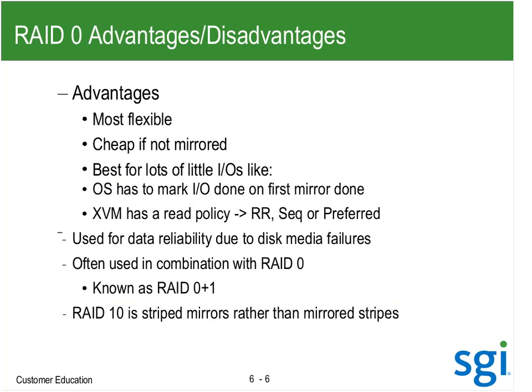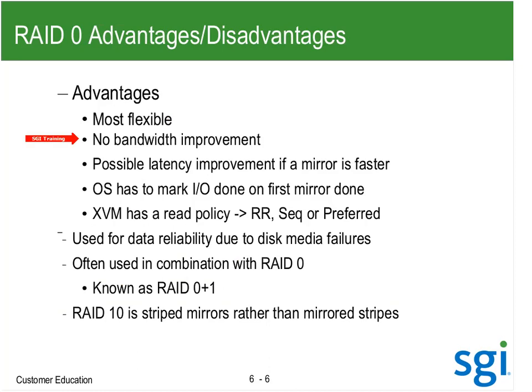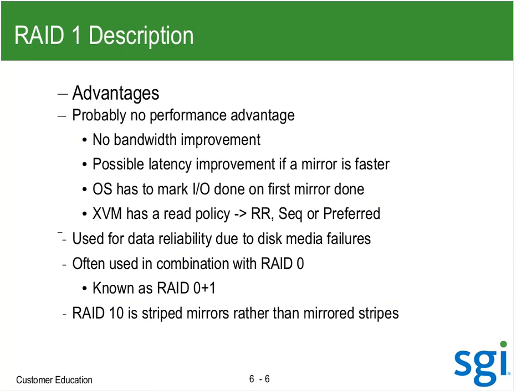RAID 1, called mirror or plexing, no performance advantage, no bandwidth improvement, possible latency improvement if one of the mirrors is faster. Now the OS still has to mark the IO done on the first mirror done. And there are different read policies on how I rotate between the plexes or the mirrors. Again, used for reliability, often in a combination with 0. However, our root disks on UV are just RAID 1, and they are done RAID 1 at the LSI PROM level versus an MD, an LVM, or an XVM RAID, or LSI RAID controller. Again, RAID 10 is striped mirrors rather than mirrored stripes.